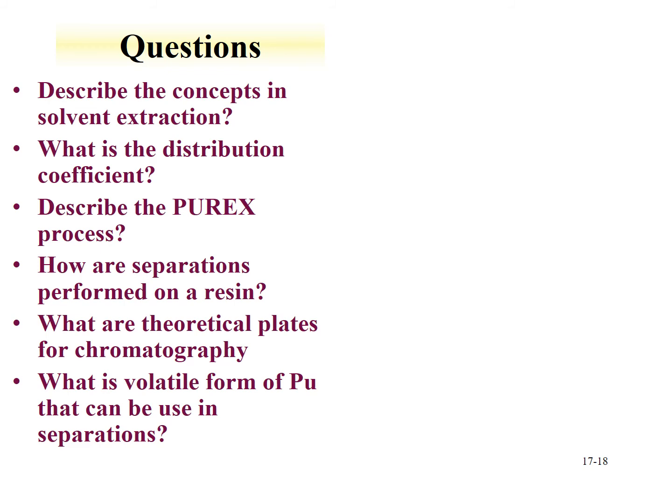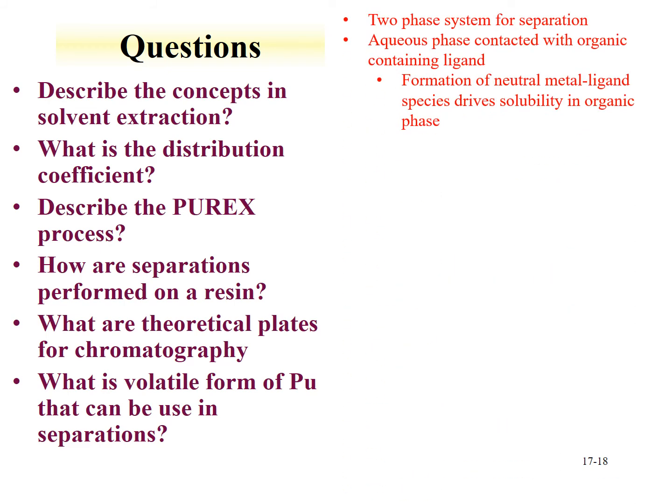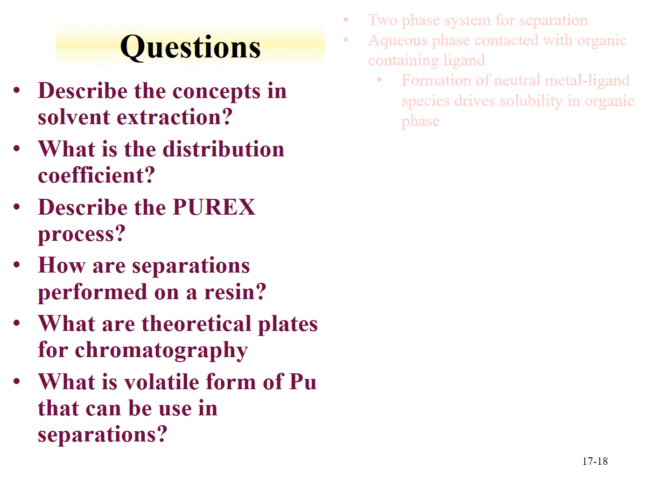So describe the concepts in solvent extraction. Well, solvent extraction is a two-phase system. We've got an aqueous phase and an organic phase, and generally the ligand is in the organic phase. So you adjust the aqueous phase with a specific ligand. You form a metal ligand complex which is neutral, and that goes into the organic phase. So by this way you separate a specific metal ion, usually by oxidation state, from an aqueous phase into an organic phase. And you tune your system so that only the metal ion that you're interested in goes into the organic phase.